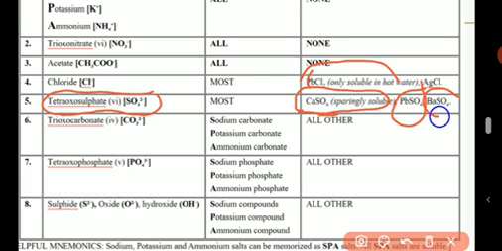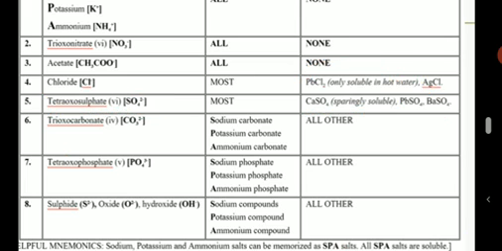So we have 3 exceptions to the solubility of a sulfate salt. Calcium sulfate, that one is sparingly soluble. Lead sulfate, that one is insoluble, alongside barium sulfate. So I hope you understand it now very, very well.